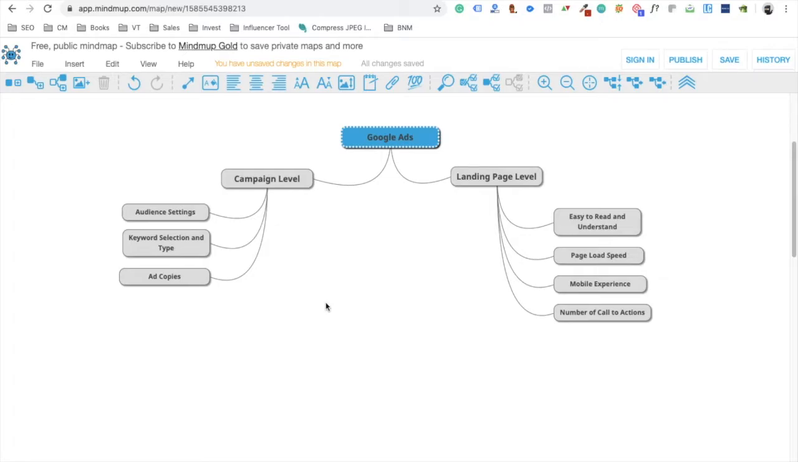Everyone wants to get done with things quickly, and if they are taking so much time to decode your ad copy, it is not going to work. Your conversion rate is going to fall. So that is about the campaign level. Let's move on to the landing page level now.